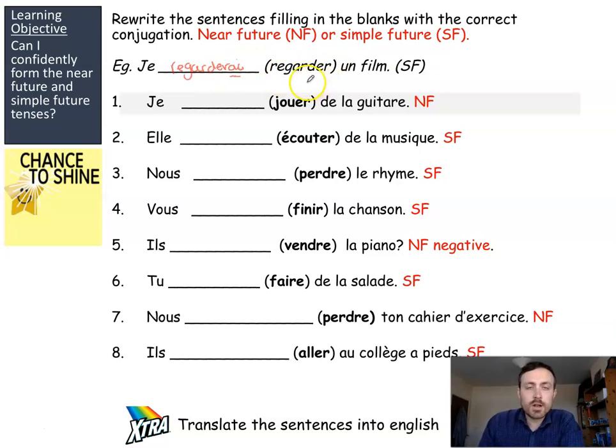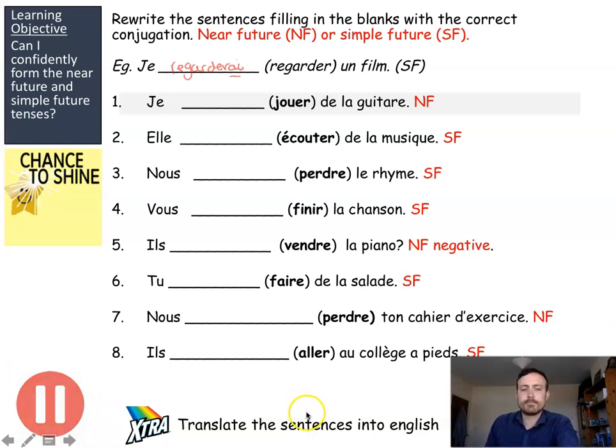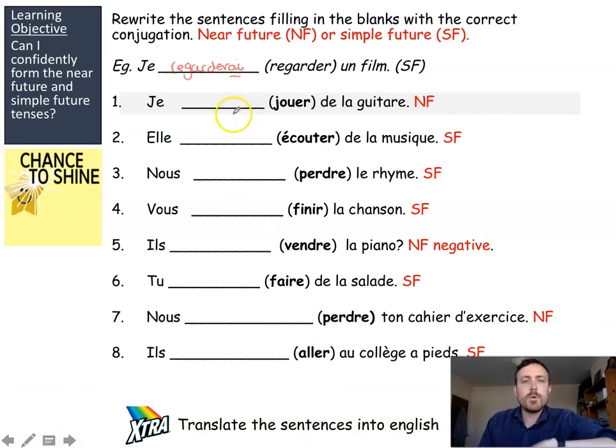It's now your chance to go away and have a go at these 8 gaps. And if you want something extra to do, you can have a go at translating those into English as well. So now it's time to pause the video, and I will be back to correct after. Right, welcome back. We're just going to go through the answers on this activity. So the first one, let's get cracking.